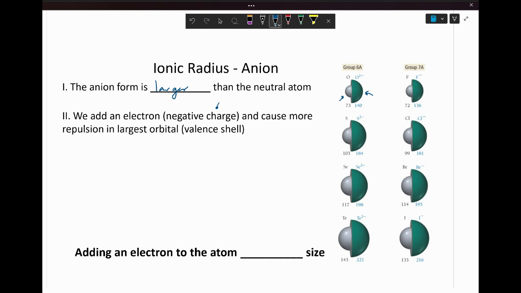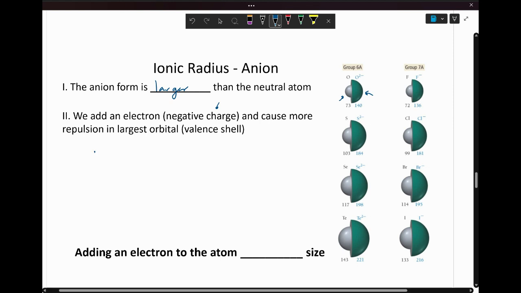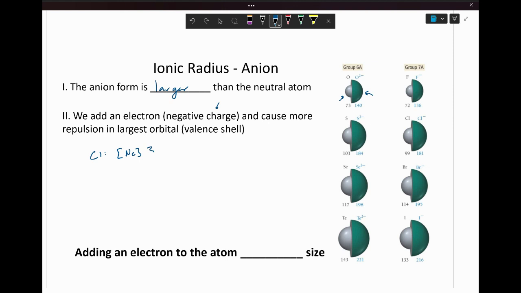While we're not looking at shielding here per se, we are thinking about adding more and more negative charge without changing anything about the nucleus. You can imagine you just have more things in the same area, and because they're similarly charged, they're just repulsing each other. If we look at our configuration for chlorine, it has the noble gas configuration of neon, then 3s2, 3p5, and for chlorine minus, you just have neon, 3s2, 3p6.